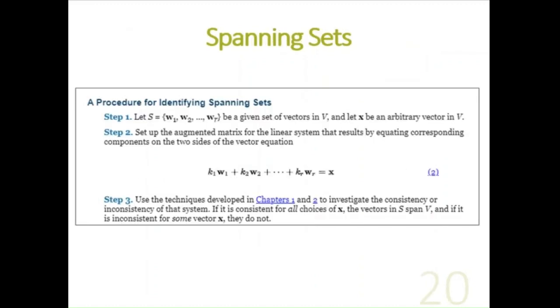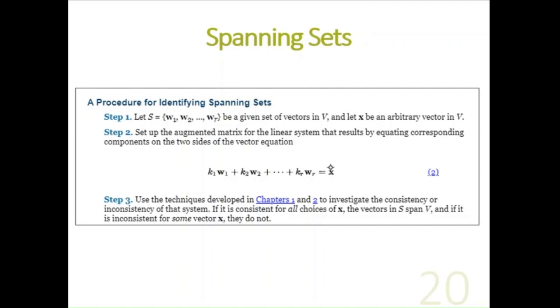That brings us to some rules, or a procedure, for identifying spanning sets. You want to bookmark this slide because it's got some good steps for you to remember. Step 1: let S equal w1, w2 through wr be a given set of vectors in V, and let x be an arbitrary vector in V. Step 2: you would set up the augmented matrix for the linear system that results by equating corresponding components on the two sides of the vector equation.